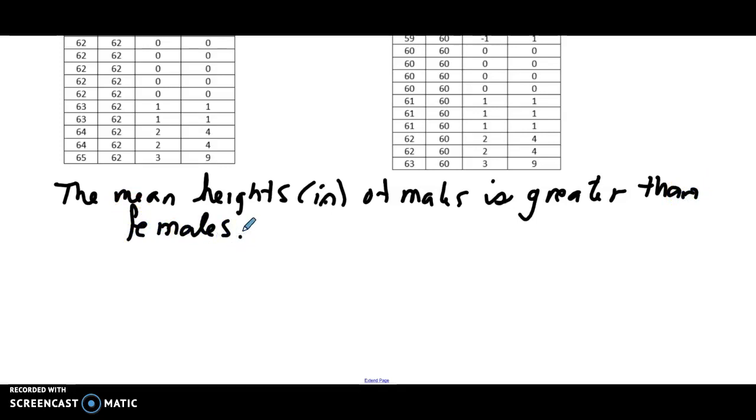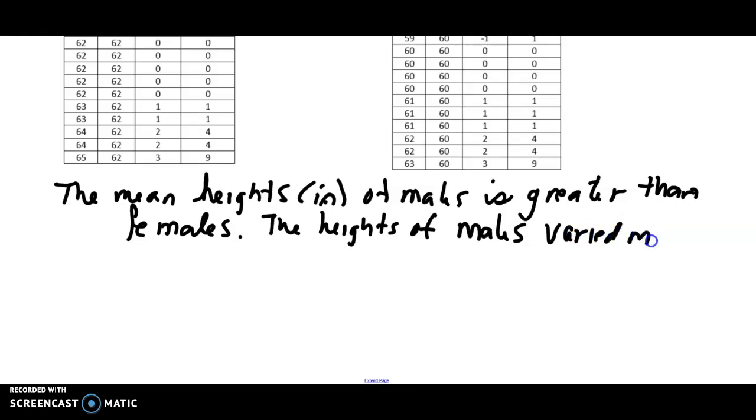And our second sentence is on the measure of dispersion. So we are going to say the height of, and looking at our results, the males varied more, so we'll write males first. The heights of males varied more than females.